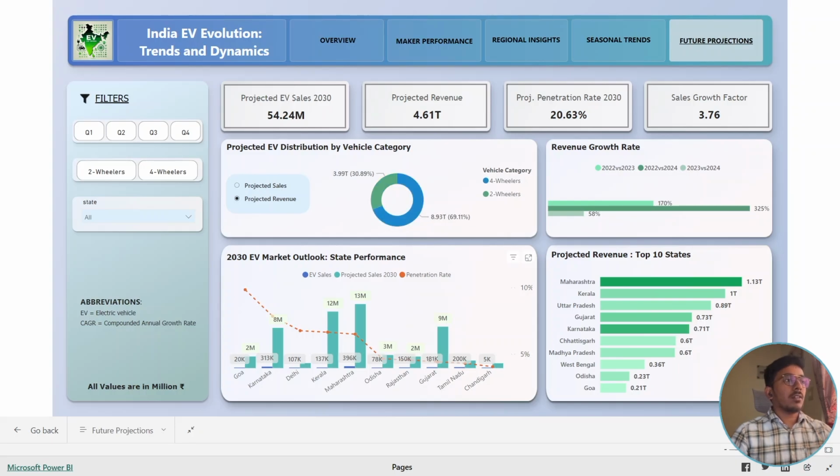This line and clustered column chart shows the top 10 states' projections by penetration rate. Through this bar chart, we can check the top 10 states by their projected revenue, and this bar chart displays the current revenue growth rates.